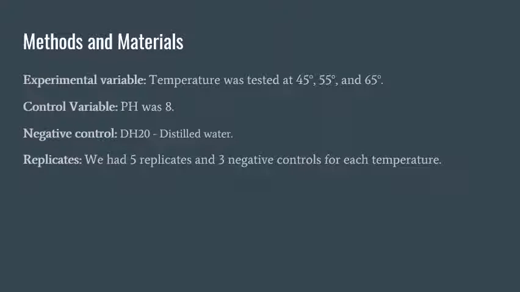For our materials and method, our experimental variable, we tested temperatures at 45, 55, and 65 degrees. Our control variable was pH, pH was at 8, and our negative control was DH2O, which was distilled water. And for replicates, we had 5 replicates and 3 negative controls for each temperature.